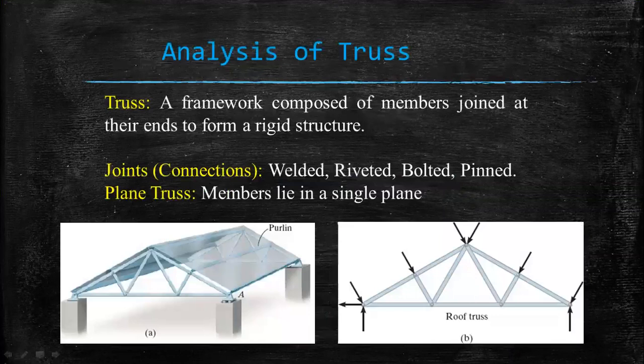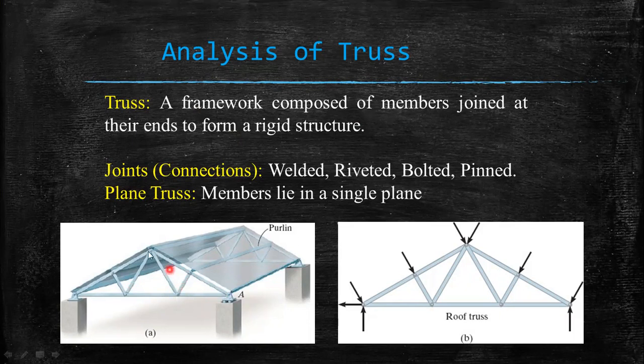Now, before going to the analysis of truss part, first of all, we will discuss what a truss actually is. A truss is actually a framework that is composed of members joined at their ends to form a rigid structure. So just look at this one. This is one member. This is another member. This is one member. This is one member. This is one member, this is one member, and like this there are lots of members which are joined together at their ends.